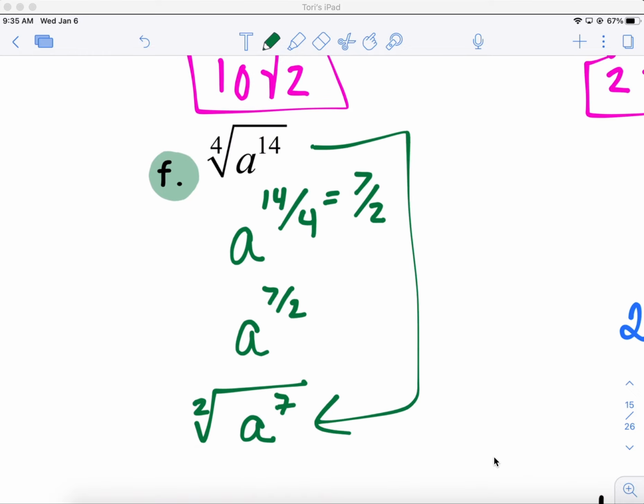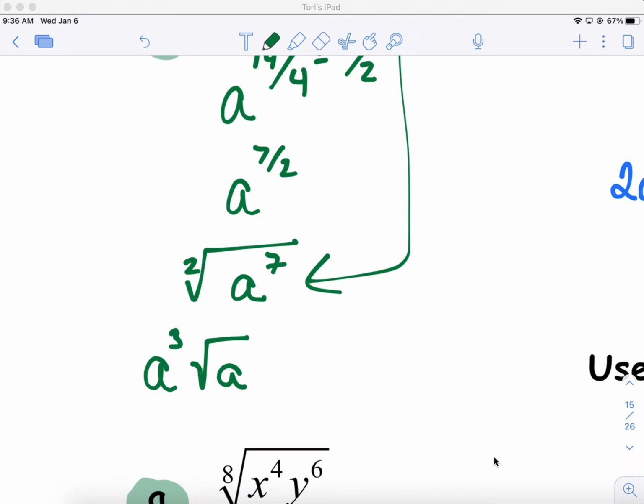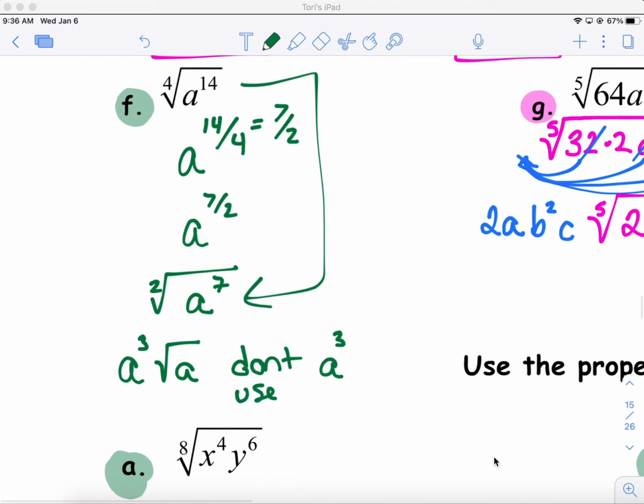Okay? Now, if I move from there, I'm saying how many sets of 2 can I make out of 7? Well, I can go into that 3 times, and then I would end up having 1 left over. So a to the 3rd square root of a. What you do not want is saying I had 3 sets from the top, 3 sets of 4 with a remainder of 2. We would not want this part, okay? Because 2 over 4 can obviously simplify to 1/2, which would be a square root. Okay, we want this answer.